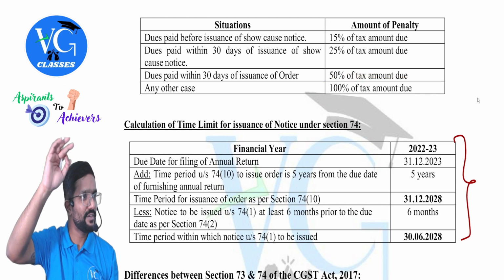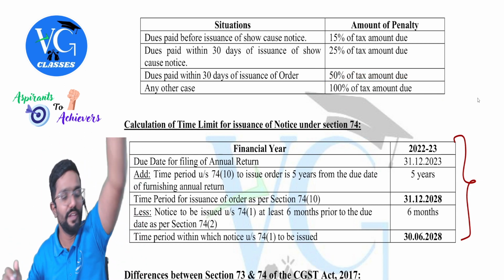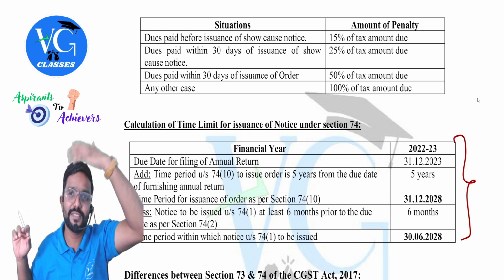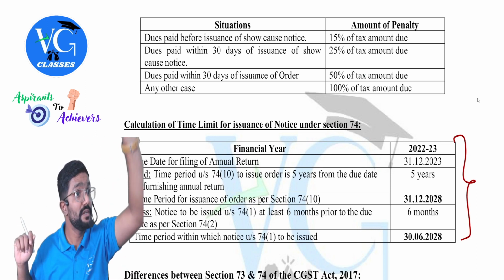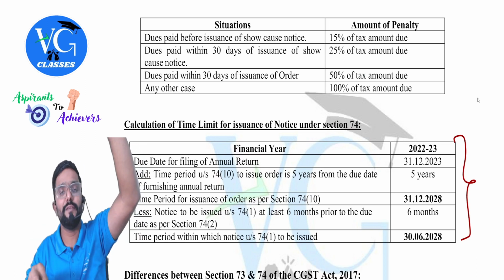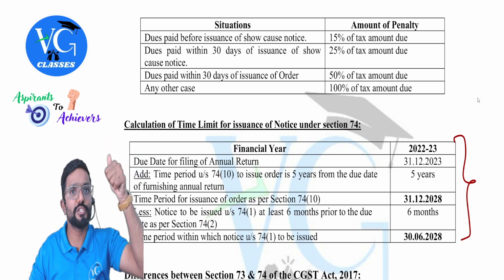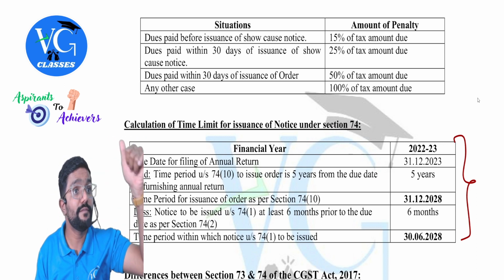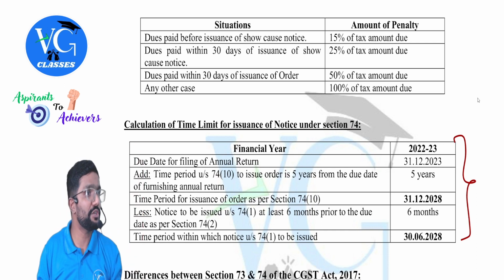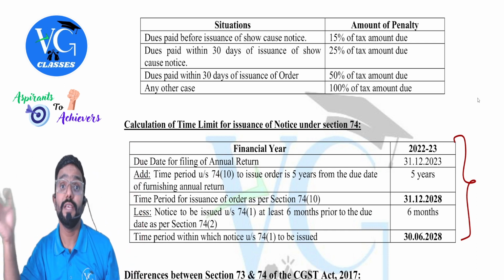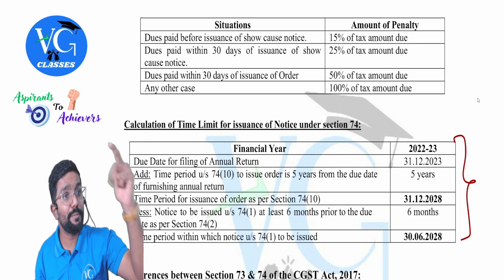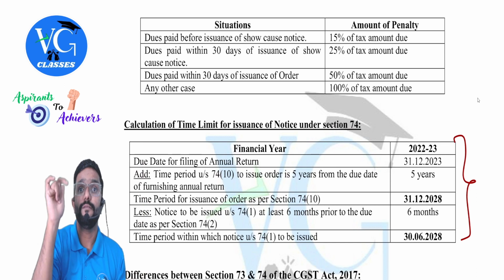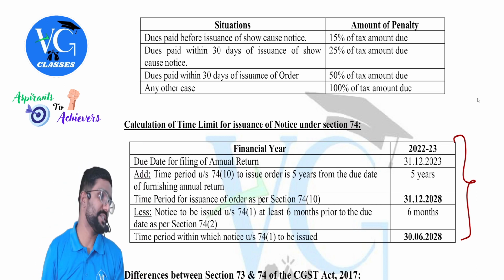Is that clear? Actually speaking, guys, if you learn section 73, you can straight away focus only on this, because subsections talk about the same thing. But the scenario is different. 73 is when tax is not paid, short paid, ITC excess claimed, refund excess claimed, other than fraud, willful misstatement, suppression of fact. 74 is tax not paid, short paid, excess ITC claimed, excess refund claimed due to fraud, willful misstatement, suppression of fact.